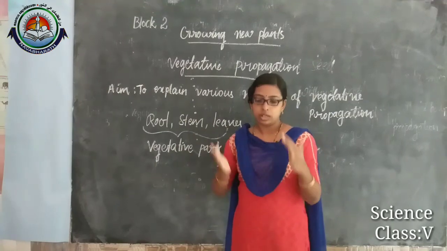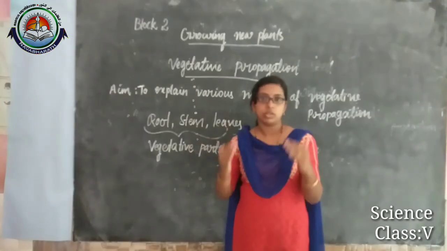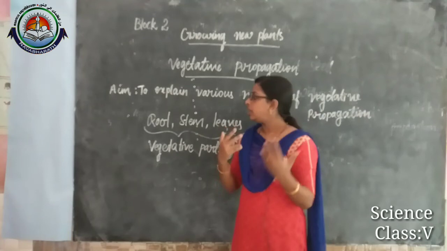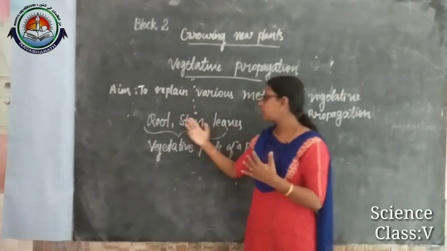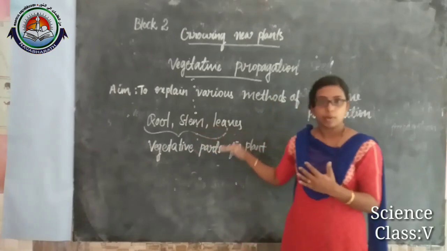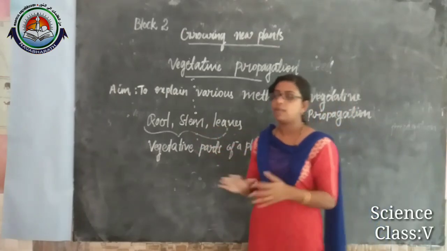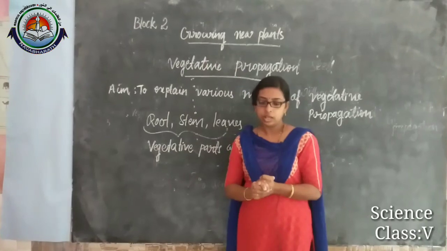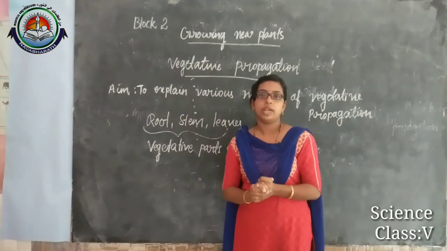So go through your content book and read it, and you should learn the examples of root vegetative propagation, stem vegetative propagation and leaves vegetative propagation. That's all about this lesson. Now we can stop our lesson. Okay, thank you.